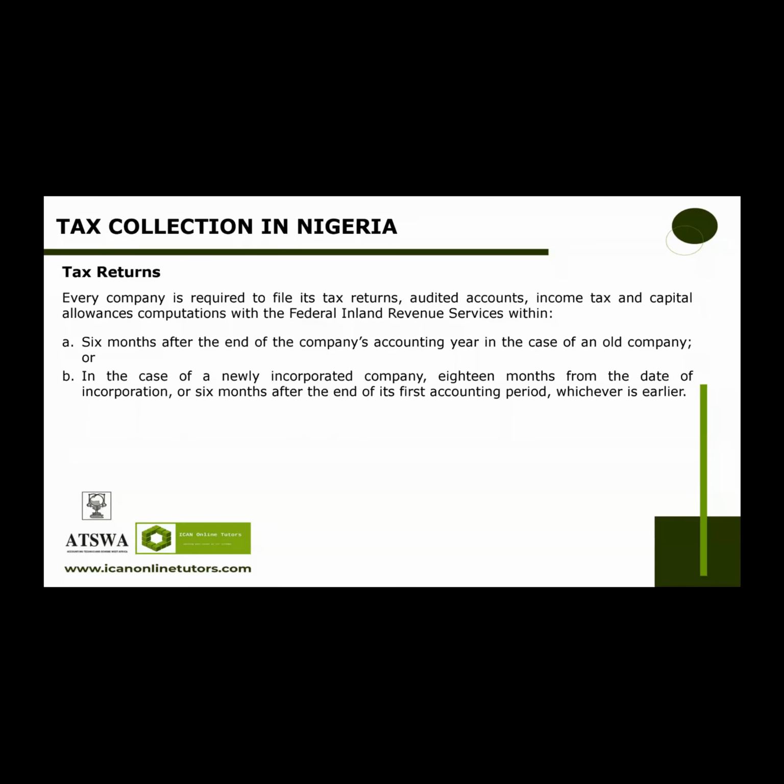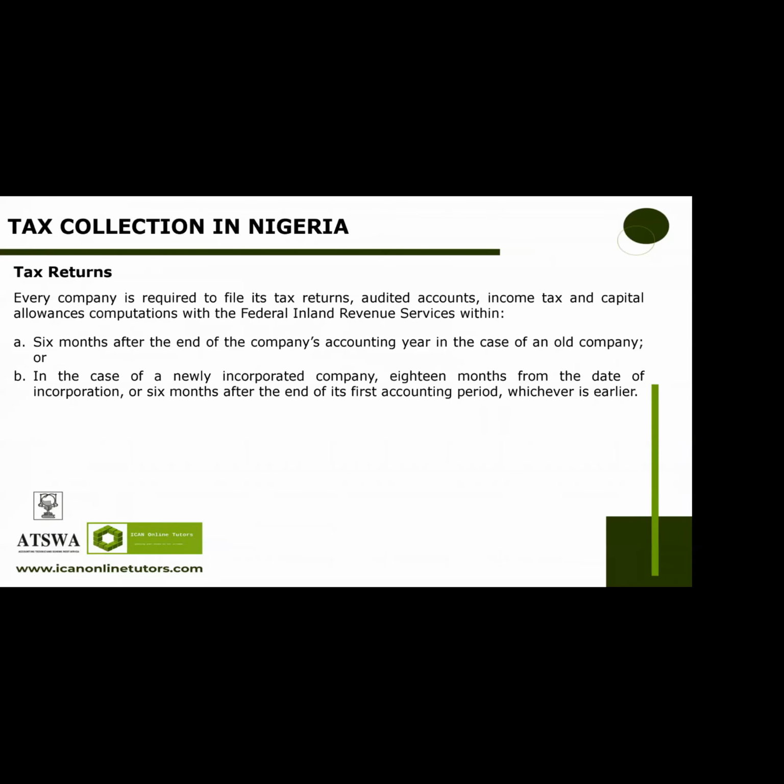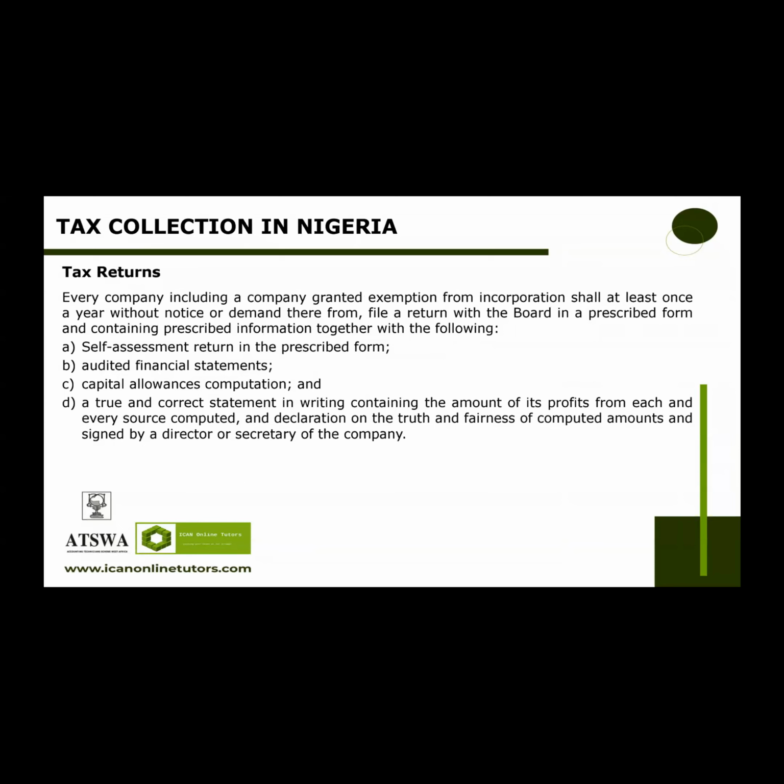And we have tax returns. Every company is required to file its tax returns, audited accounts, income tax and capital allowances computations with the Federal Inland Revenue Service within 6 months after the end of the company's accounting year in the case of an old company, or in the case of a newly incorporated company, 18 months from the date of incorporation, or 6 months after the end of its first accounting period, whichever is earlier.